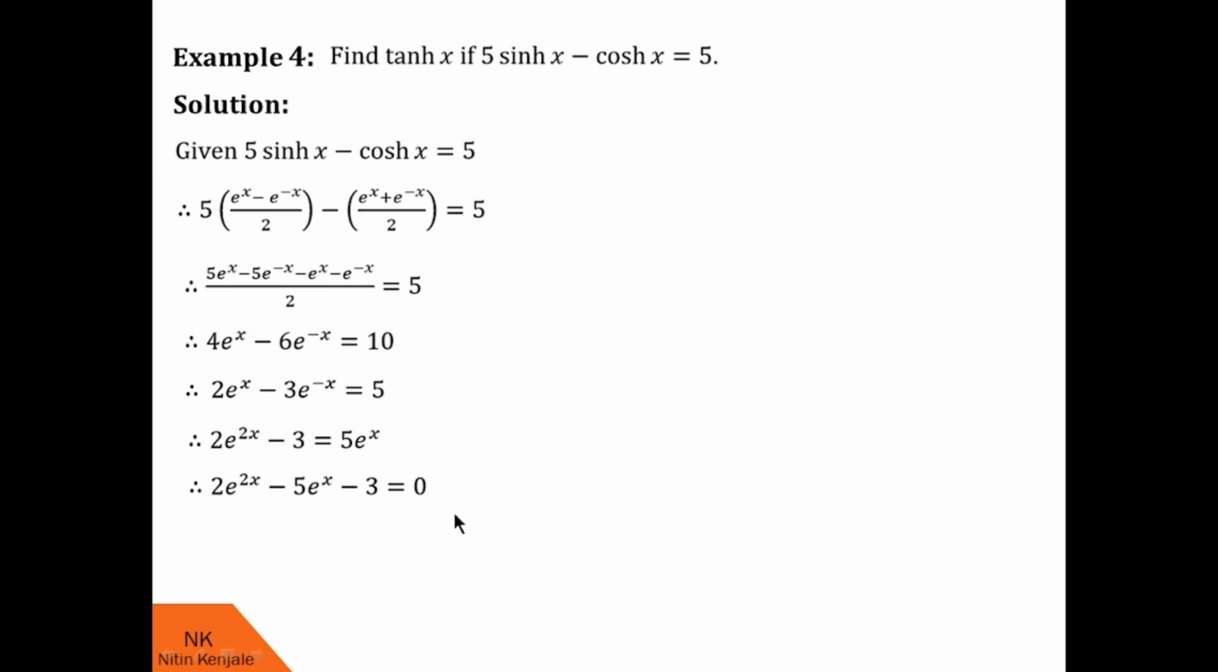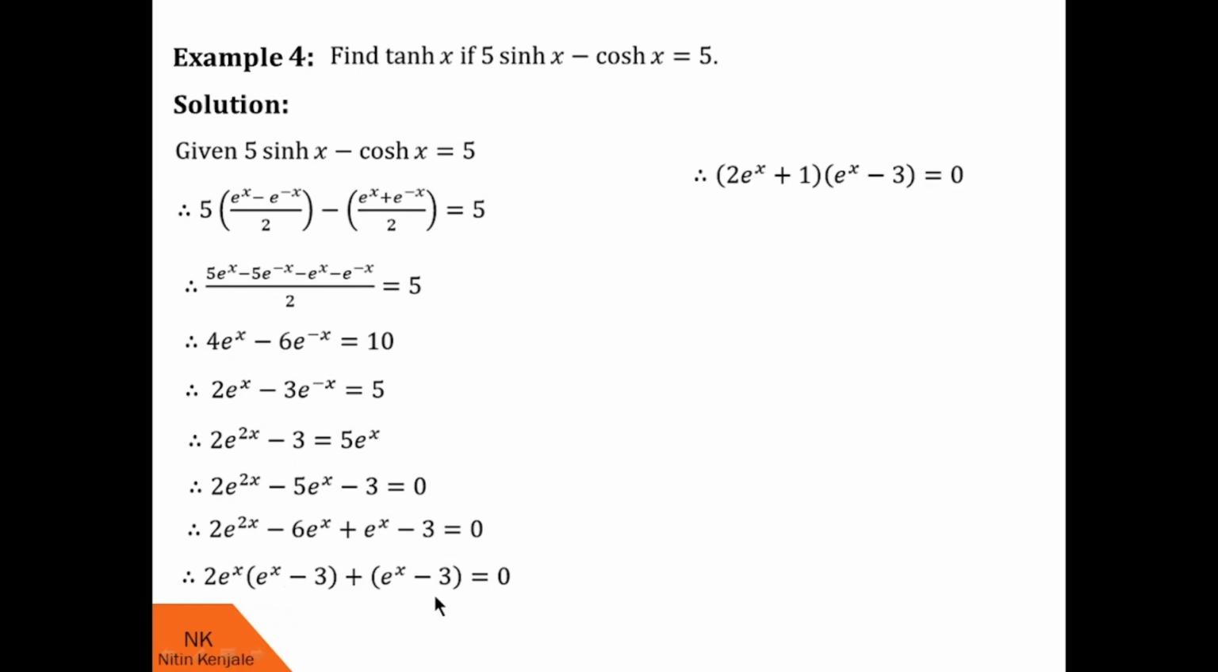We will solve this the way we solved the earlier equation. So let us split this minus 5 e raised to x as minus 6 e raised to x plus e raised to x. You can take out this 2 e raised to x common from both the terms. So we have e raised to x minus 3 inside the bracket. e raised to x minus 3 is common in both the terms. So when we take it out, we get 2 e raised to x plus 1 inside the bracket.